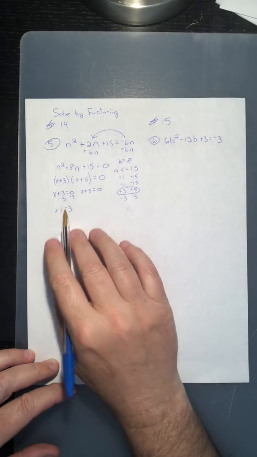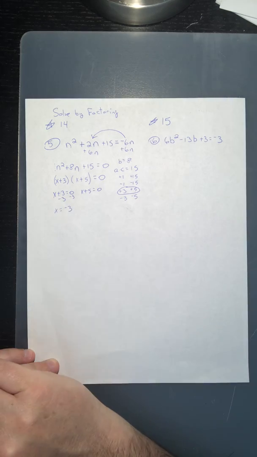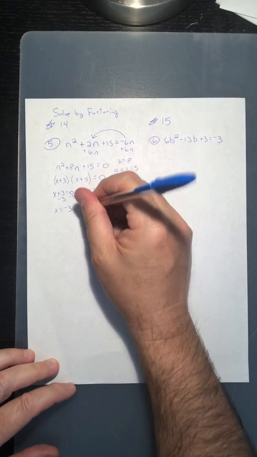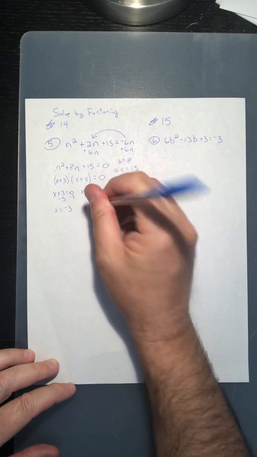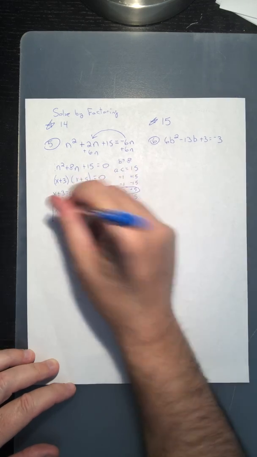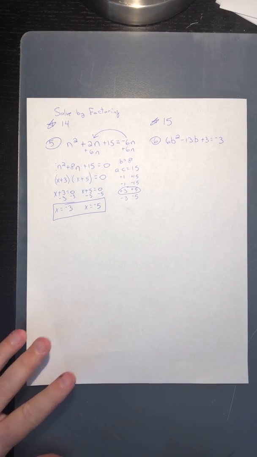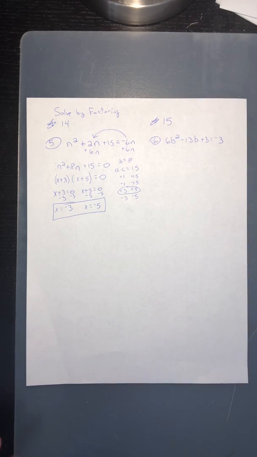So x equals negative 3. All I did was subtract 3 from both sides. And on this one, we're going to subtract 5 from both sides. So x is going to equal negative 5. So there are my two answers. And I'm finished. So once we move that 6n to the other side and make it equal to 0, that one was kind of a short one.